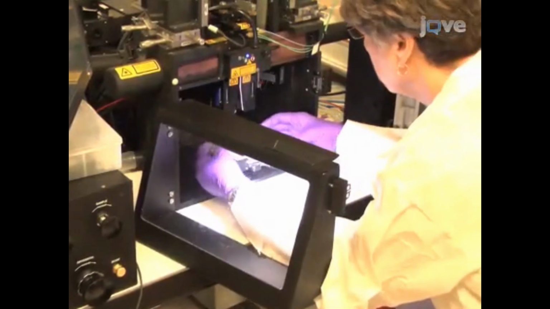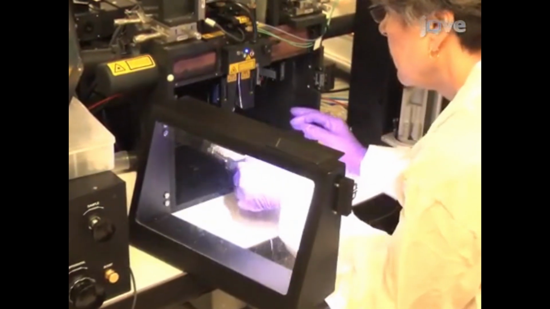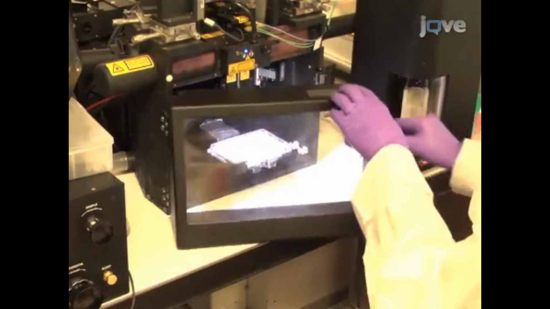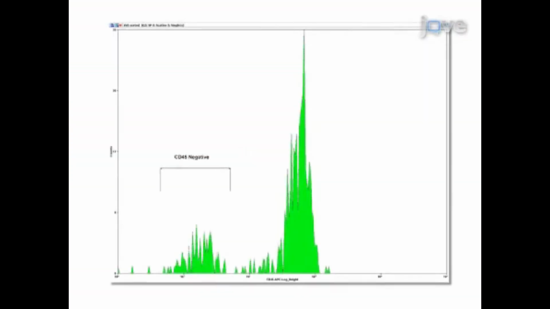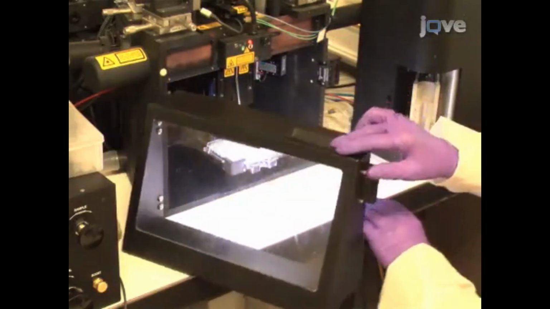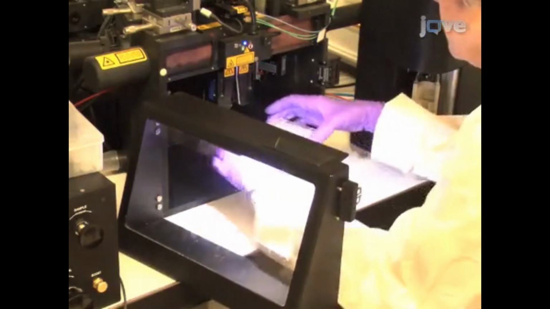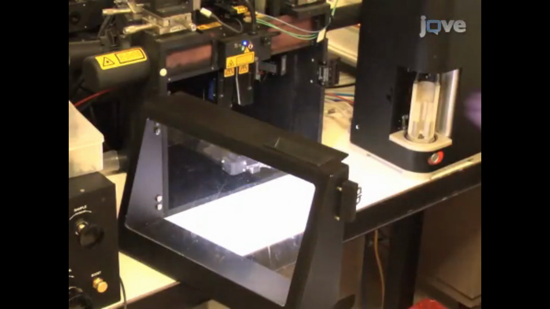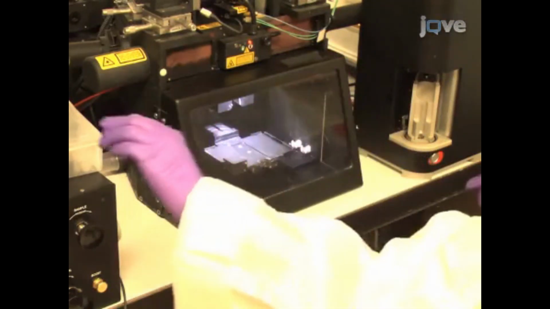Next, to isolate MSC, place a 96-well collection plate in the sort chamber and set up the sort gates on the CD45 APC histogram to separate positive and negative populations. Finally, collect the cells as either a mixed population into a tube or single cells to isolate clones into a 96-well plate.